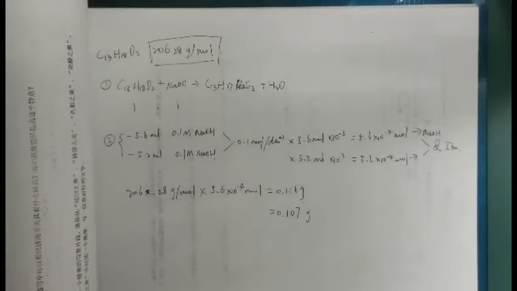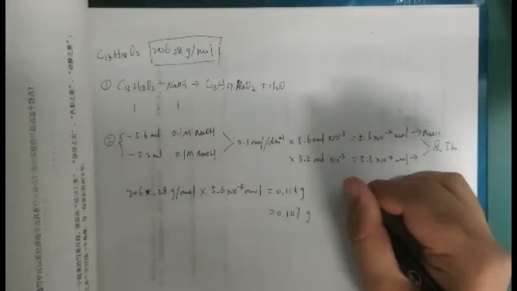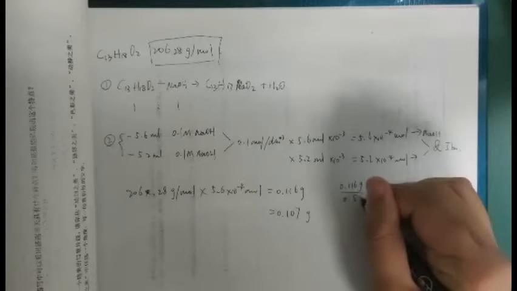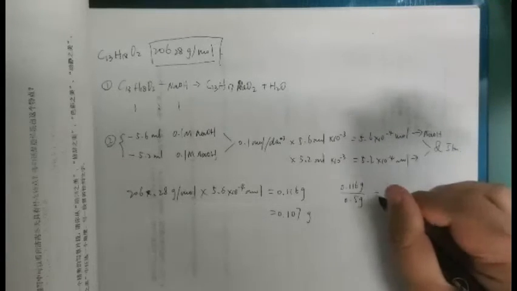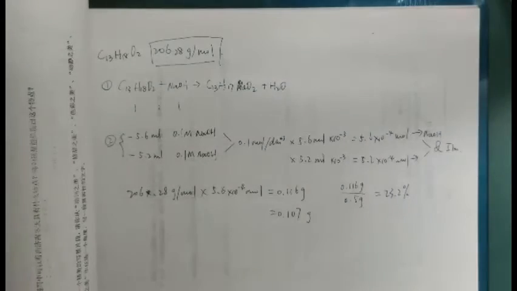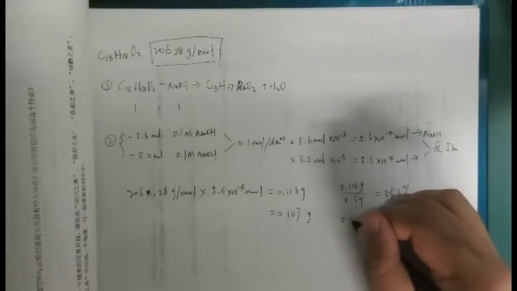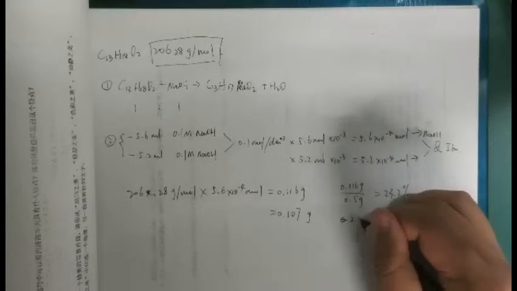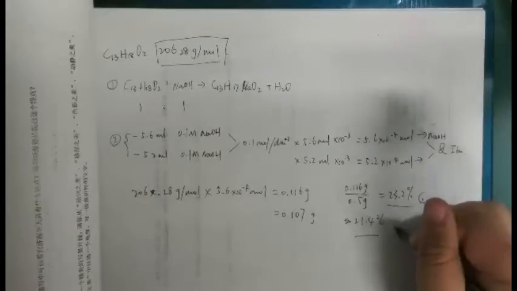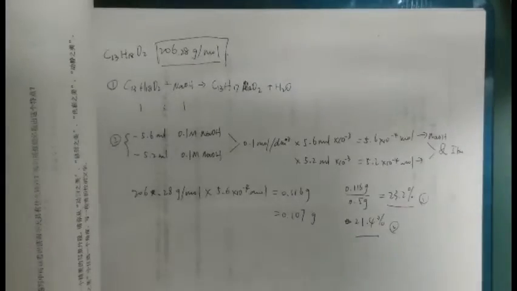So for these two circumstances, we know that we use 0.5 gram, so we divide this over 0.5 gram of our chemical, and it should be 23.2%, and the other one should be 21.4%. This is for the first circumstance and the second circumstance.